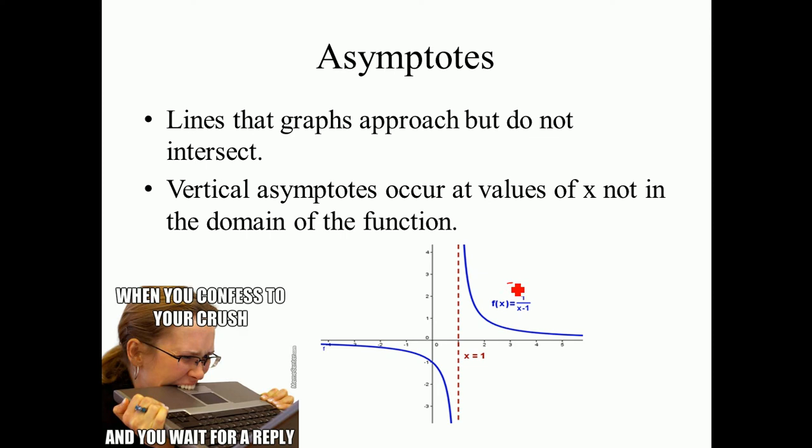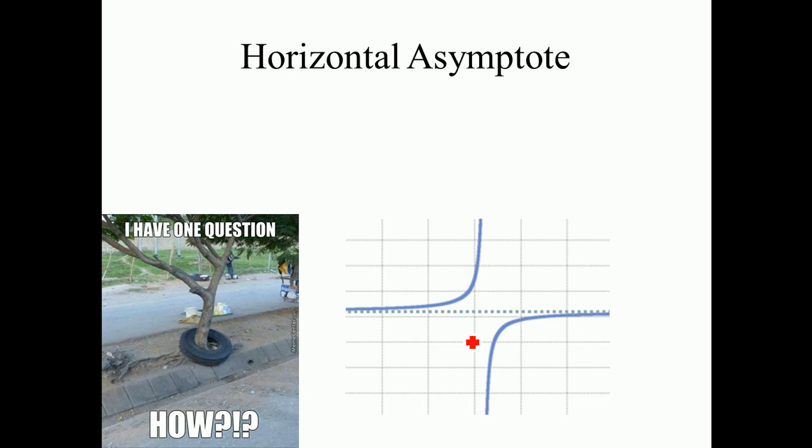For example, here, if you have this function f of x equals 1 over x minus 1, you know that the domain is all values of x such that x cannot equal 1. Therefore, your asymptote, the line that your graph does not touch, is x equals 1. Cool? So we can talk about horizontal asymptotes.